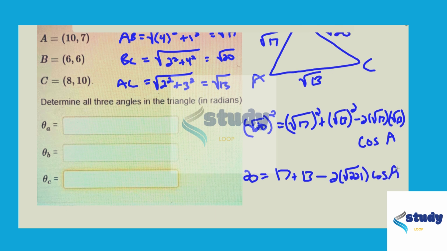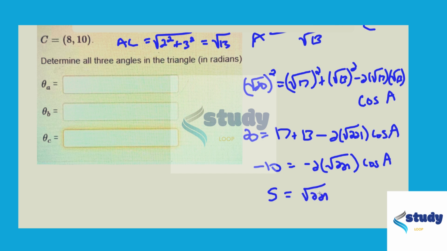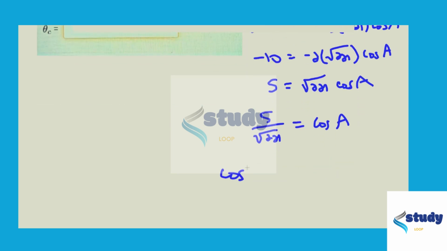Just simplifying a bit here. 20, you could subtract 17 and subtract 13. You get negative 10 equals negative 2 times the square root of 221 times the cosine of angle A. Divide both sides by negative 2 and you get 5 equals the square root of 221 times the cosine of angle A. Divide both sides by the square root of 221, and 5 over the square root of 221 equals the cosine of angle A. And then that would mean the inverse cosine of 5 over the square root of 221 is equal to the measure of angle A.